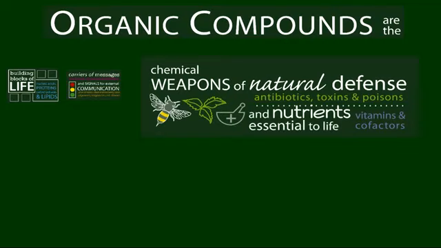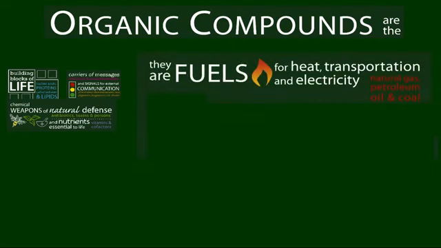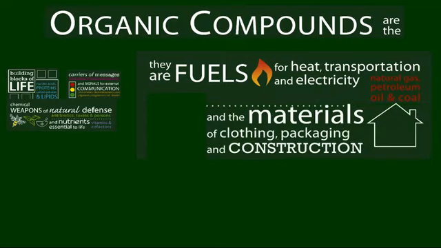They're the nutrients essential to life, like vitamins and cofactors, and organic compounds are also fuels for heat, transportation, electricity, things like natural gas, petroleum oil, and coal. They make up materials of clothing, packaging, and construction. You know things like fabrics, textiles, plastics, wood, composites. These are all also organic compounds.